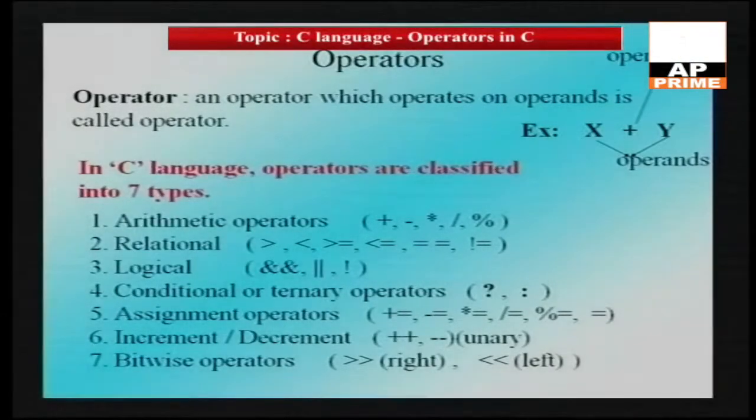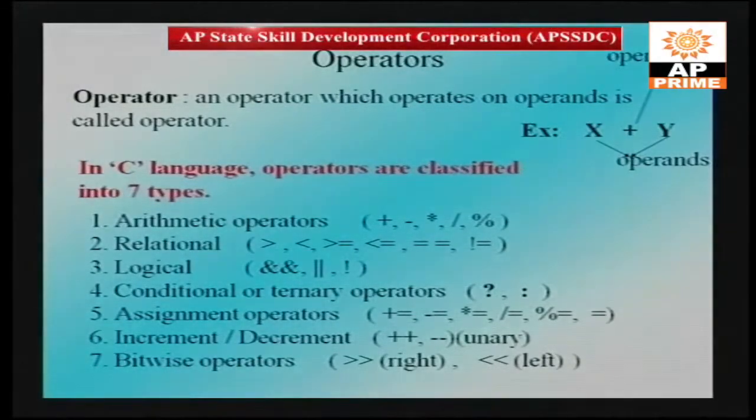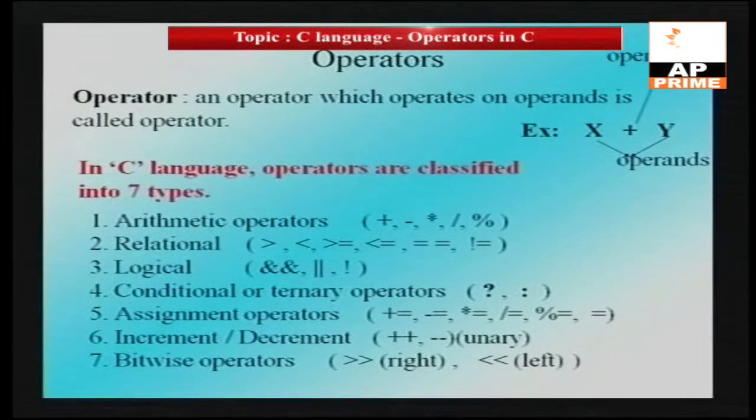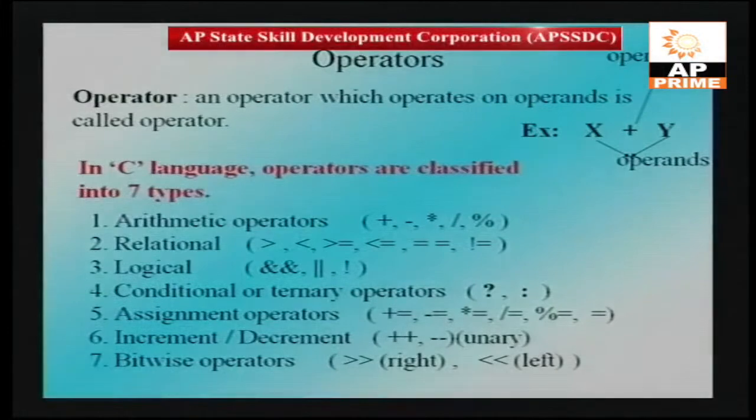Relational operators, which are the relational operators? Greater than, less than, greater than equal, less than equal, double equality, and not equal. And one more category, logical operators: and, or, not. And one more category, unary operators: increment operator, decrement operator, to increment or decrement the value. What is one more category of operator? Ternary operators: question mark, colon.